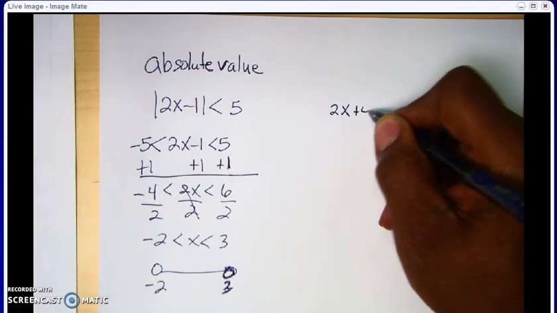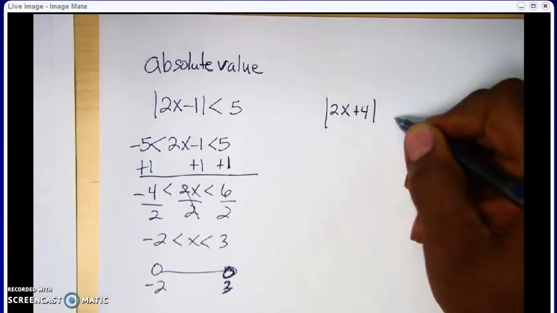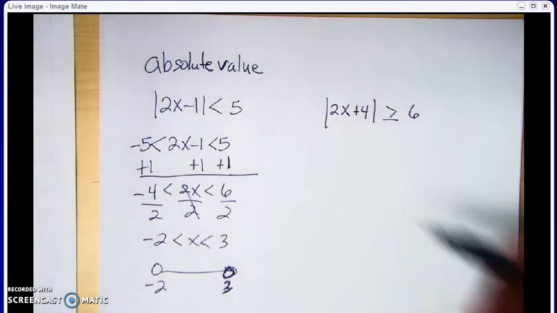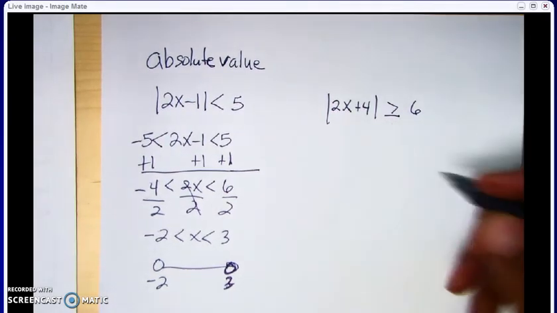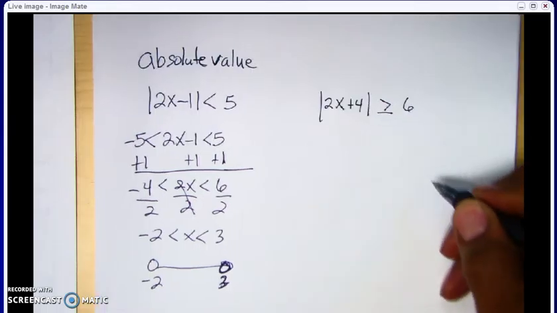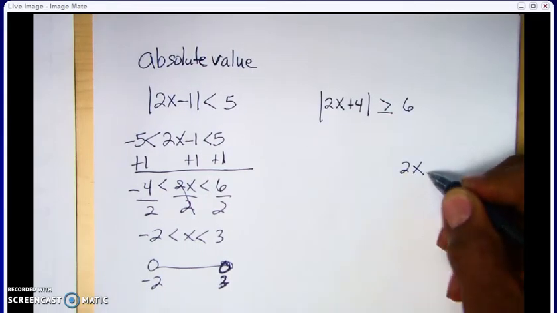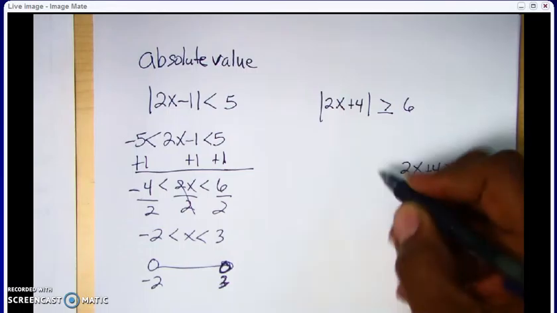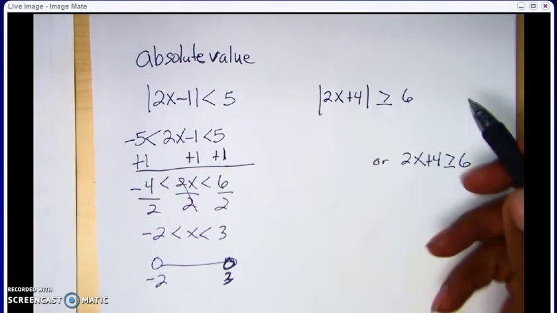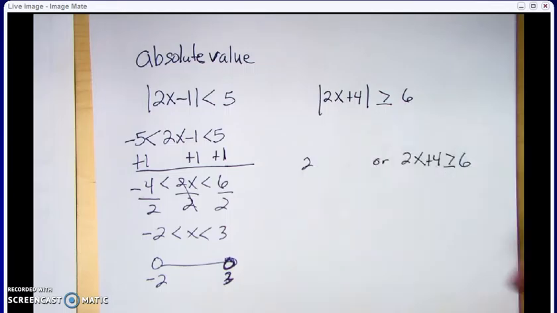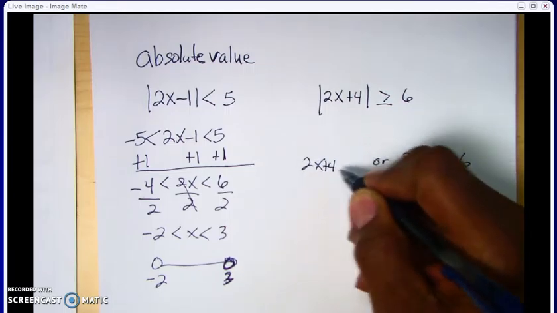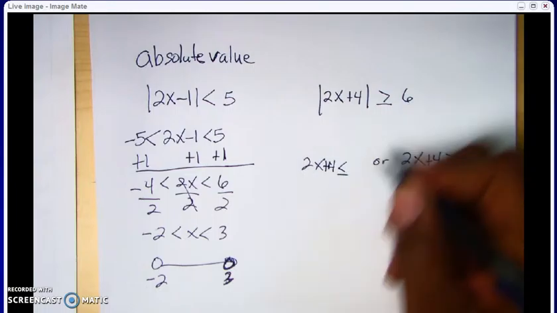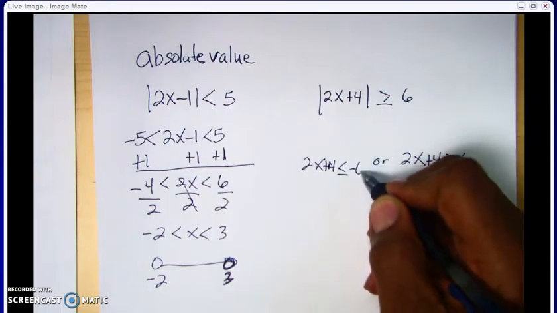2x plus 4, absolute value, greater than 6. A little bit different procedure here on this one. What you want to do is let this part right here float over to the right. 2x plus 4 is greater than or equal to 6. Throw the word or in there. And this part right here, you're going to write that 2x plus 4 again, but you're going to flip the sign, and you're going to change the sign here to a negative 6.